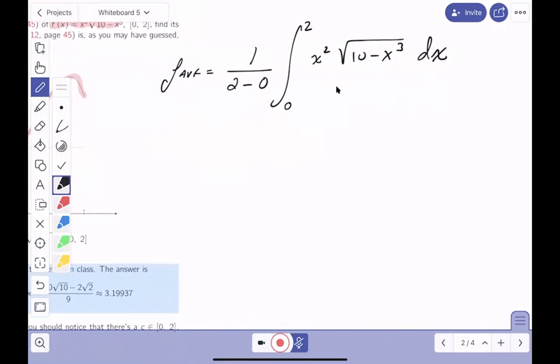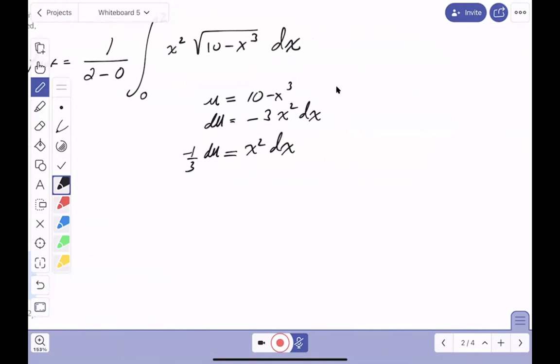I'm going to say u substitution, because I don't know the antiderivative of that. So I'm going to say u equals 10 minus x cubed, and du would equal minus 3x squared dx, or minus 1/3 of a du would equal x squared dx.